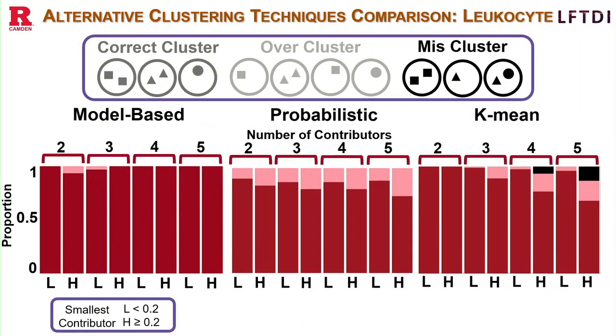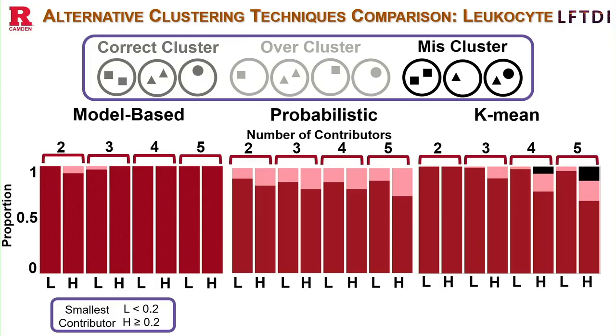So for clustering, we looked at a few different clustering methods, but for the simplicity of the talk and for the time constraints, I'm just going to go over the major 3. One is model-based clustering, then we looked at probabilistic clustering, and then k-means clustering. So our collaborators helped us look at different clustering methods with the data that we provided through the lab for single cell. So over here, the 2, 3, 4, 5 is the number of contributors. So 2 contributor up to 5 contributor mixtures. The L and H indicates the proportion of the smallest contributor in that mixture. And the y-axis is the percentage of time you see a correct cluster, percentage of time you see over, and a miscluster.